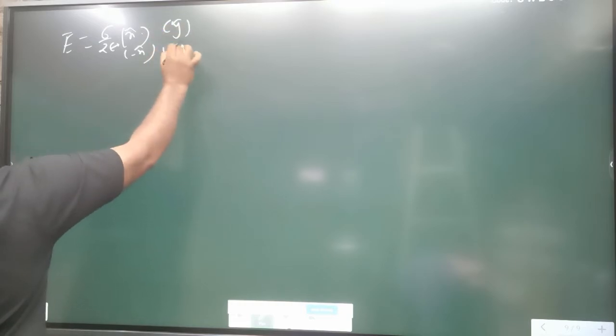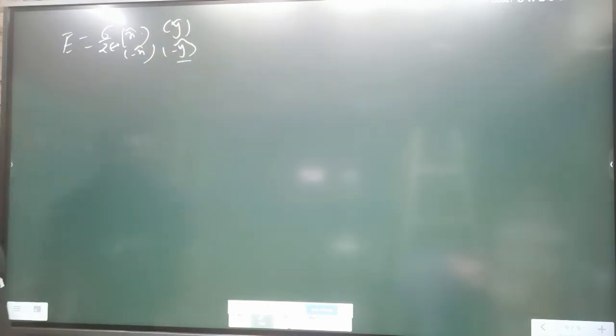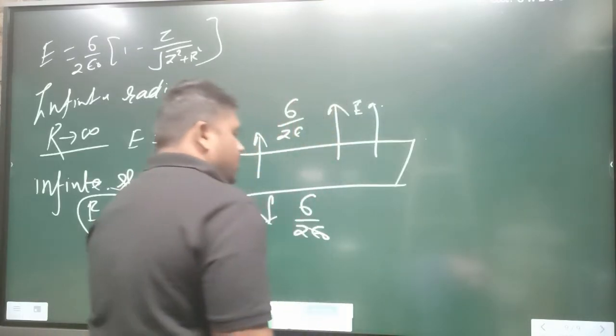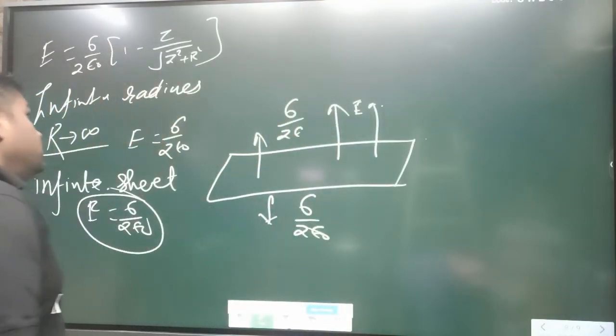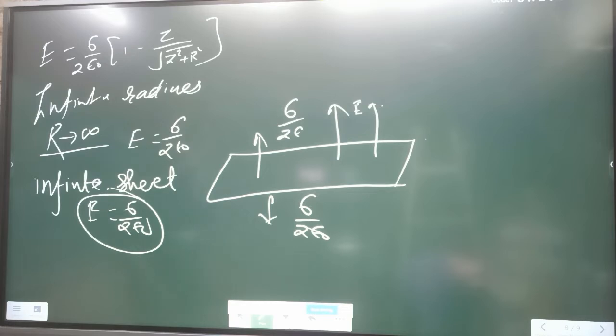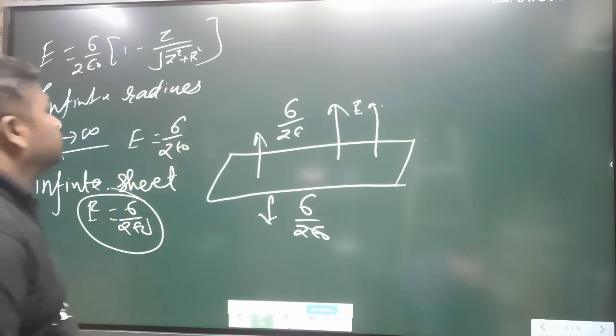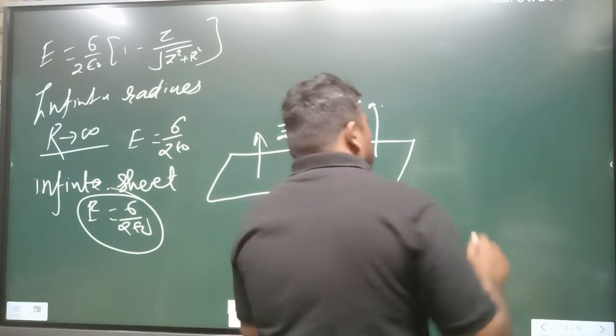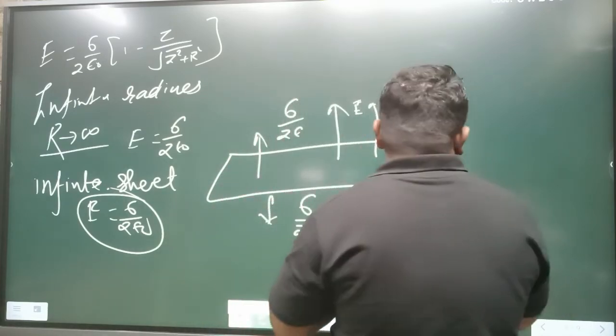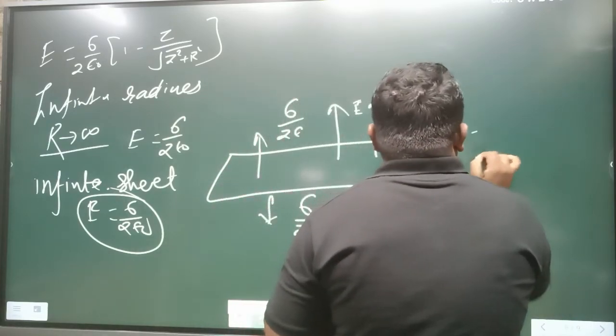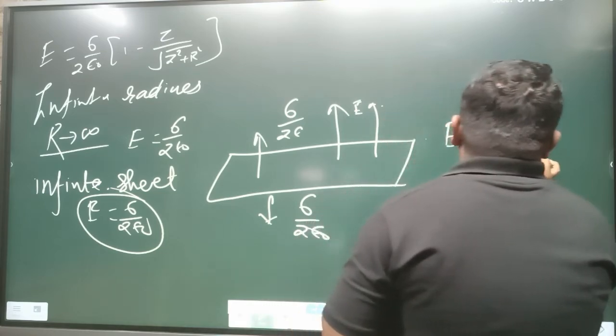Sir, E at the center of the disk should also be sigma upon 2 epsilon naught, right? At the center of the disk z is equal to 0. Then it should also be sigma upon 2 epsilon naught. How does it come? This is equal to how much? Sigma upon 2 epsilon naught.